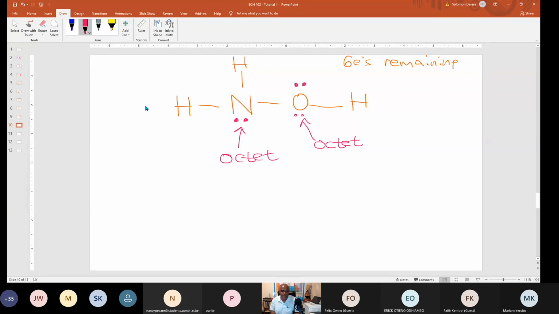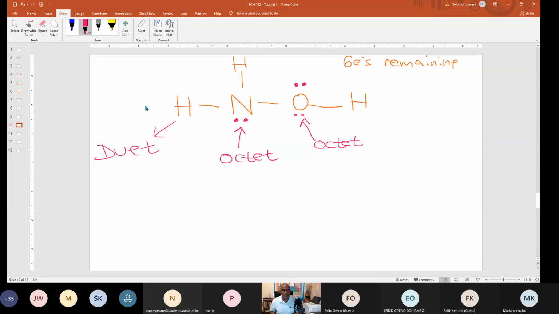Of course, the hydrogens, all of them, have a duet. Hydrogen will want to be like helium, the corresponding noble gas, which has 2 electrons in the valence shell. So all the hydrogens have a duet, and the nitrogen and the oxygen have an octet. Then we had 14 valence electrons. We have used all of them.